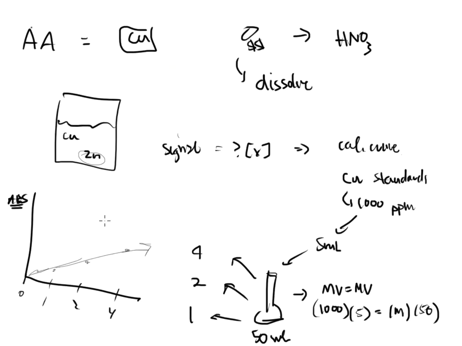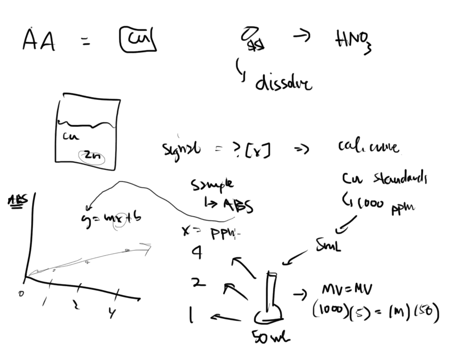All right, so here I would do the same kind of thing, y equals mx plus b. I would run a sample in step number 8 after I've done all the dilution, and I would get an absorbance reading. That absorbance is then related to the regression line, and I would solve for x, and x would be the concentration in part per million.